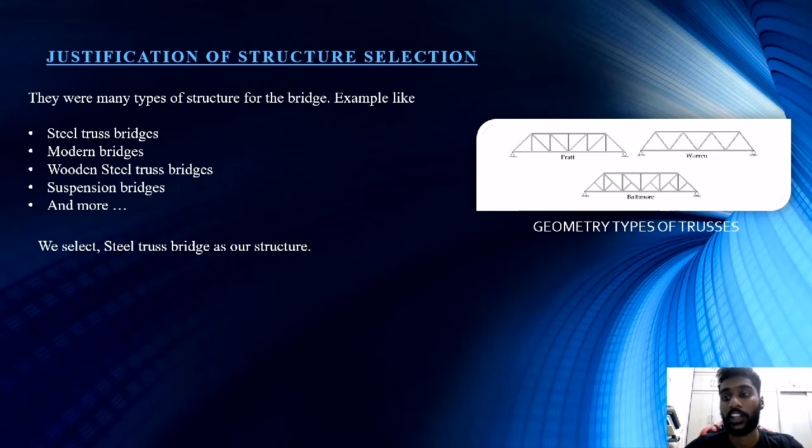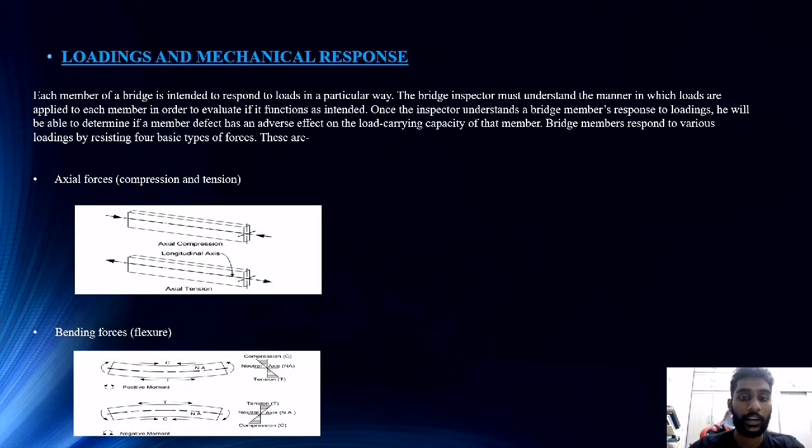There are geometry types of trusses, for example Pratt, Warren, Baltimore. Loading and mechanical response: each member of a bridge is intended to respond to loads in a particular way. The bridge inspector must understand the manner in which loads are applied to each member in order to evaluate its function and size. Indeed, there are four types of forces.